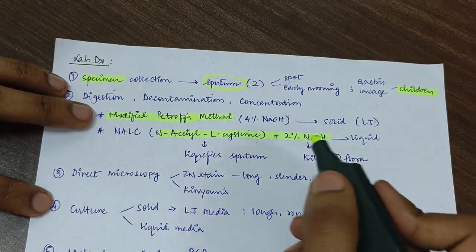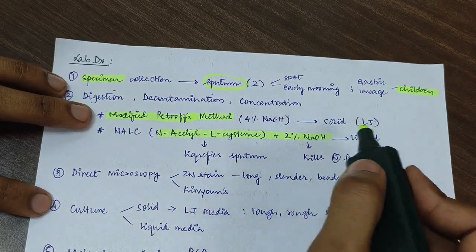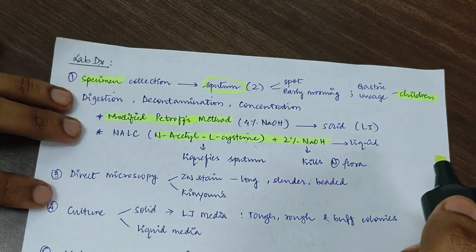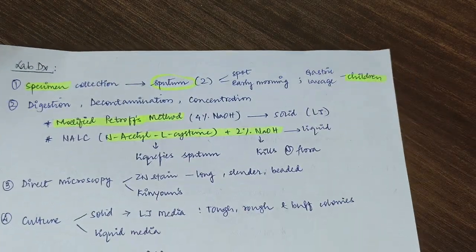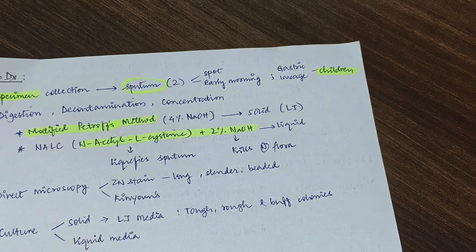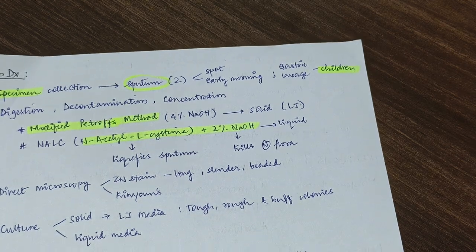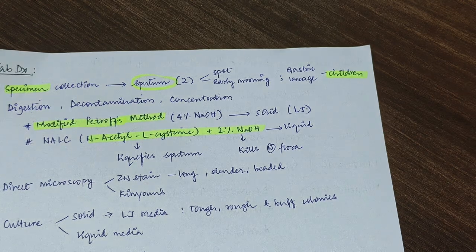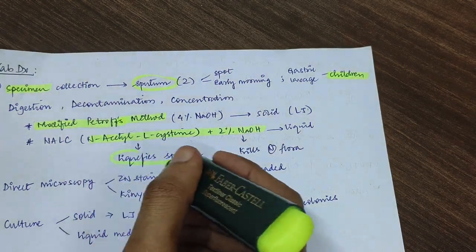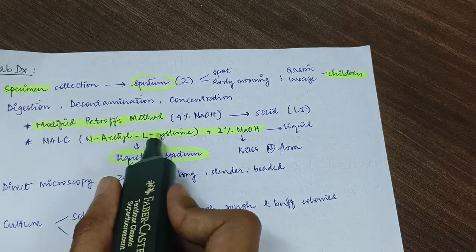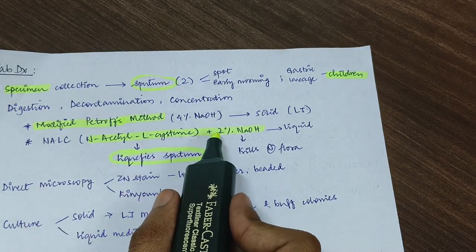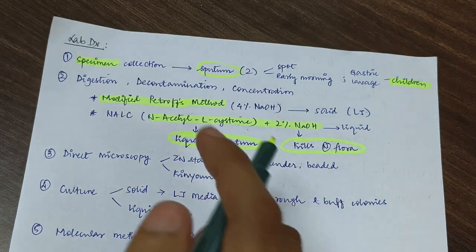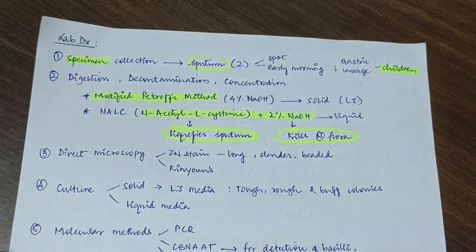What does it do? The modified Petroff method is used in case of solid media such as LJ media, Lowenstein-Jensen media, which is a specific media for the culture. You are going to see tough, buff colonies for TB. Then N-acetyl L-cysteine with 2% NaOH is used in case of liquid media. It liquefies the sputum: NALC liquefies the sputum, whereas 2% NaOH kills the normal flora. So decontamination and concentration techniques are used.